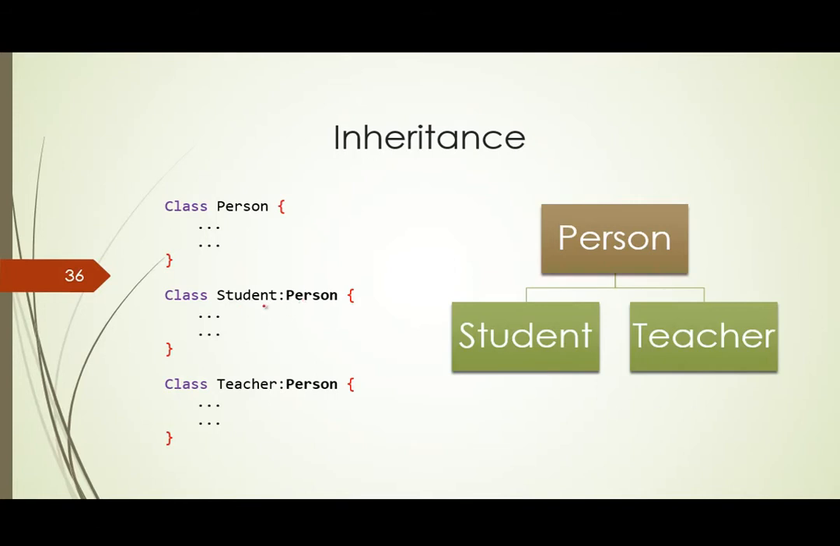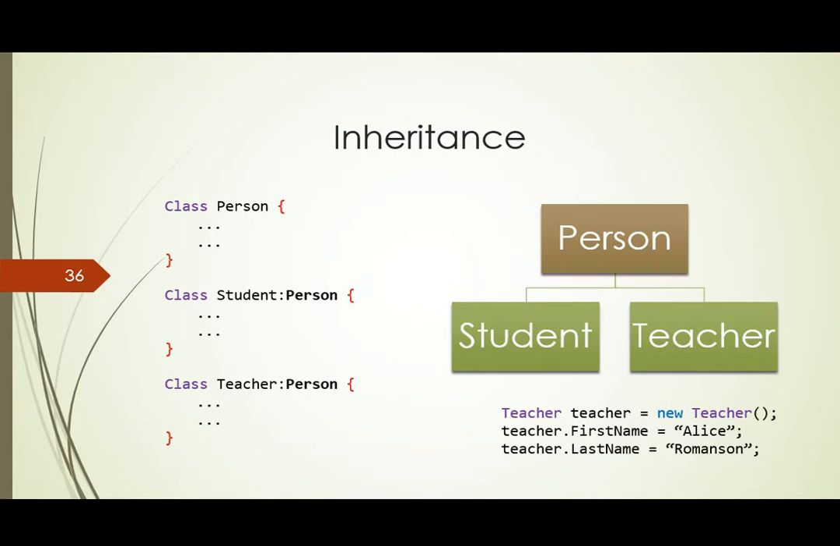So if you say that student is a type of person and is a type of, let's say, X and Y, then it will not compile. It will give you a compilation error. After that, you just assign the values.